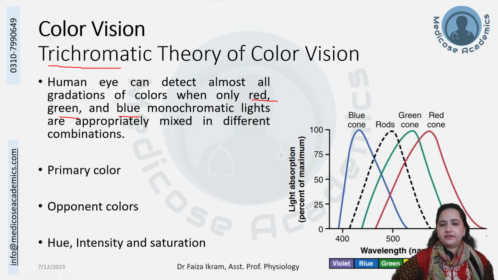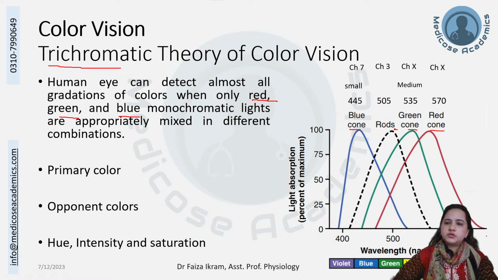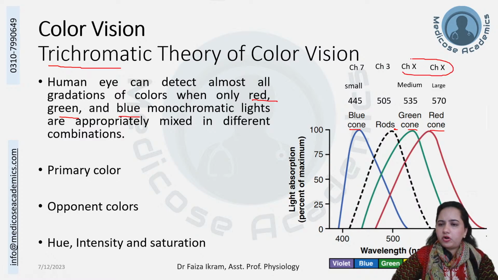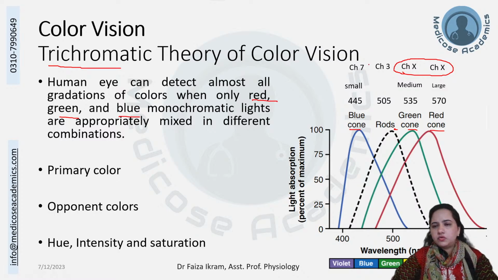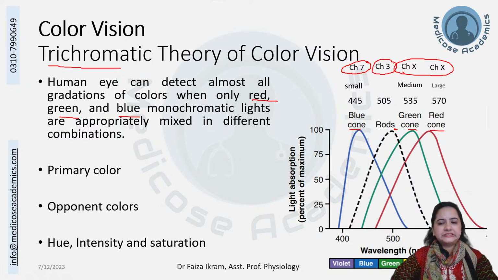For the detection, we have three types of cones: blue cone, green cone, red cone. We have seen their wavelengths: small, medium, and large. The chromosomes having the gene for the pigments: the X chromosome for green and red cones, whereas for blue cones it is present on chromosome number 7. For the rods it is present on chromosome number 3.